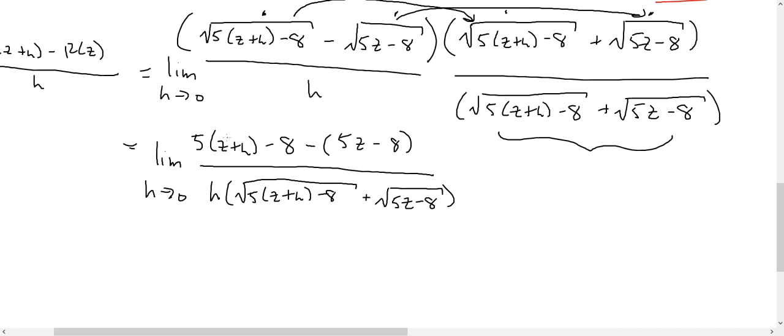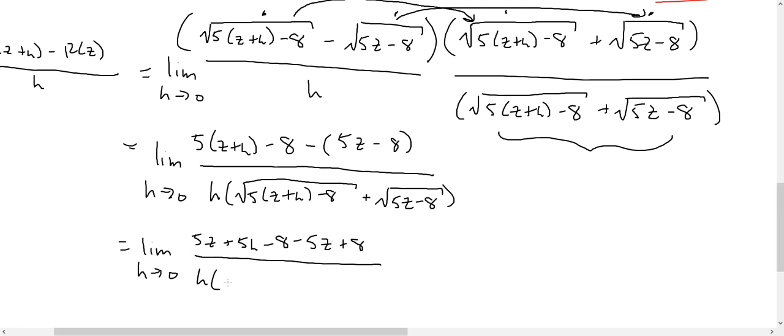Now we can go ahead and distribute terms up on the numerator and cancel things out. So we have the limit as h approaches 0 of 5z plus 5h minus 8 minus 5z plus 8, all over h times the square root of 5 times z plus h minus 8 plus the square root of 5z minus 8.